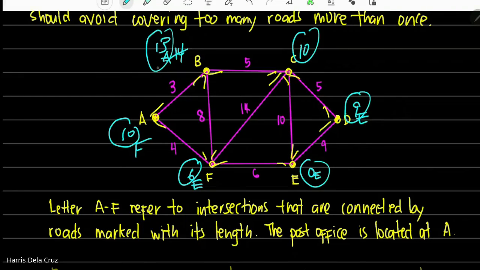Pwede na akong pumunta, aling path yun? Backtrace. 13 from A, 10 from F, 6 from E. So that means yun pala yung shorter path. Pabalik. Nadaan ka ng E, from E go to F, then to A, and then to B. Okay? So pagsamahin mo na yung concept ng Eulerian circuit or semi-Eulerian path tsaka yung shortest path.